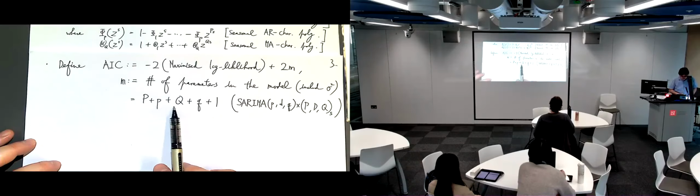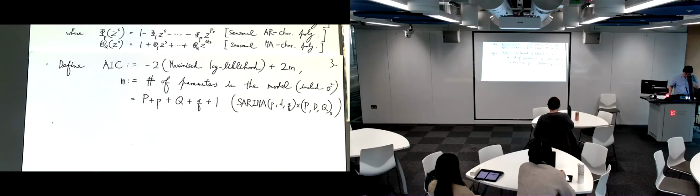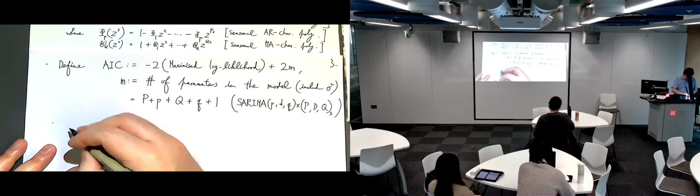So that comes back to our most important question: how to determine this little p, little d, big P, little q, big Q? Well, you want to find the model such that AIC is minimized.